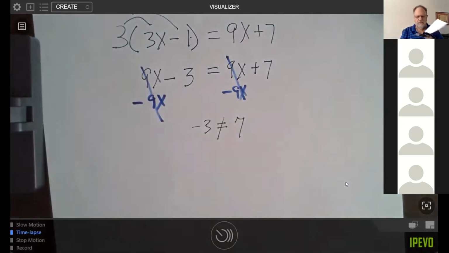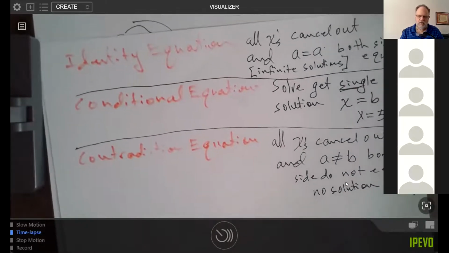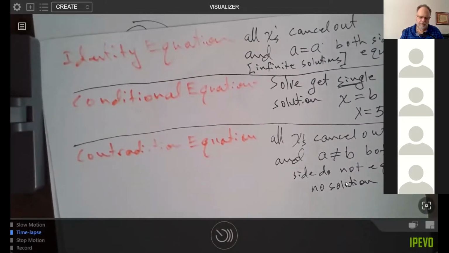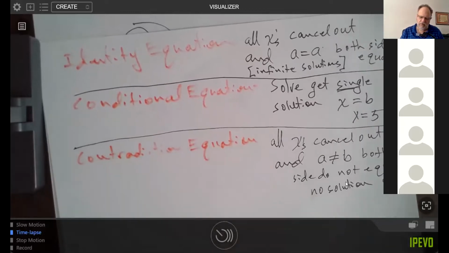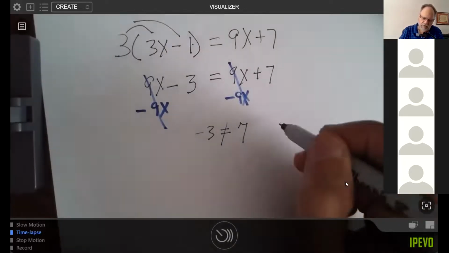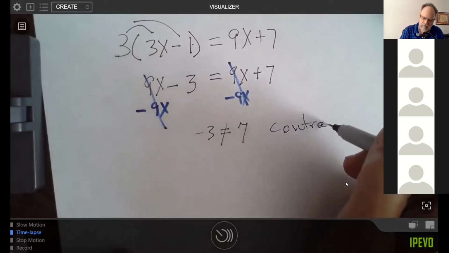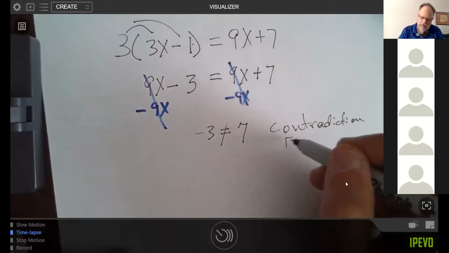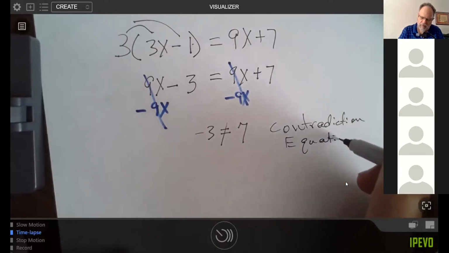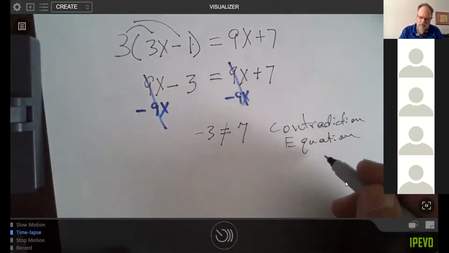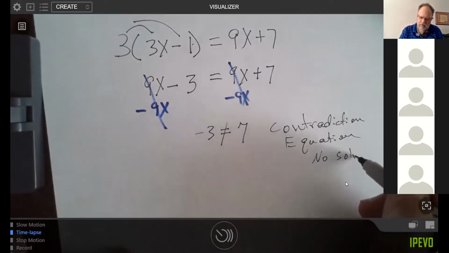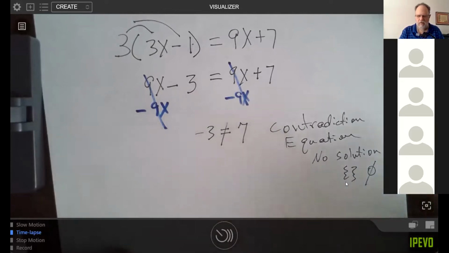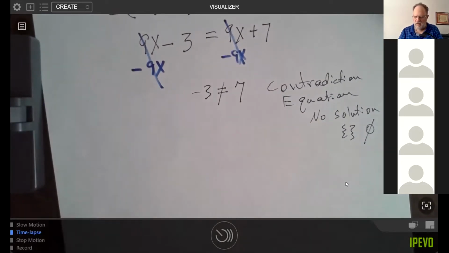So in that case, what kind of equation do we have now? The last one, the contradiction, right? No solution. This is a contradiction because all the x's canceled and both sides do not equal. So there is no solution, or empty set. That also means empty set, 0 with a line through it. Okay, questions with that?